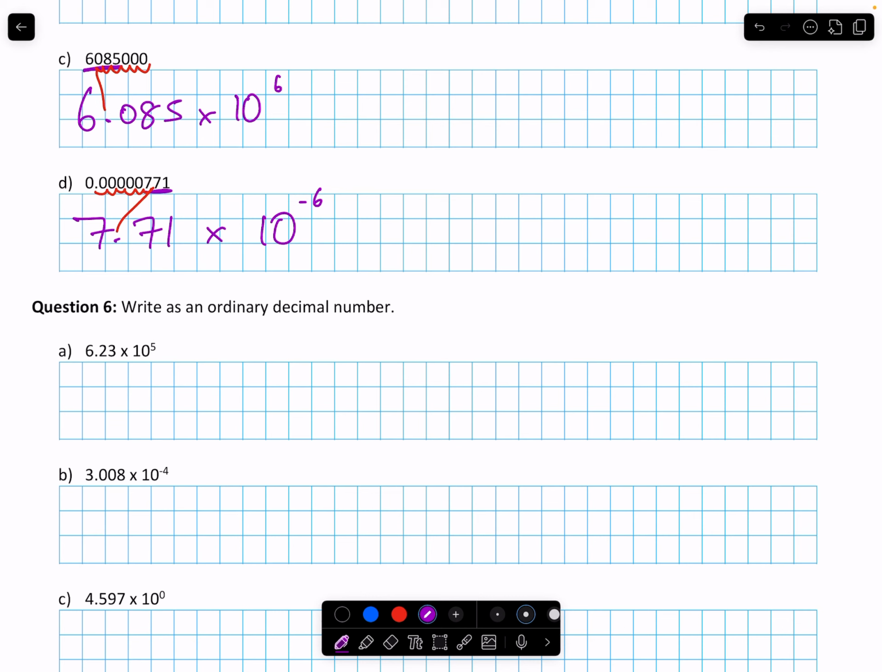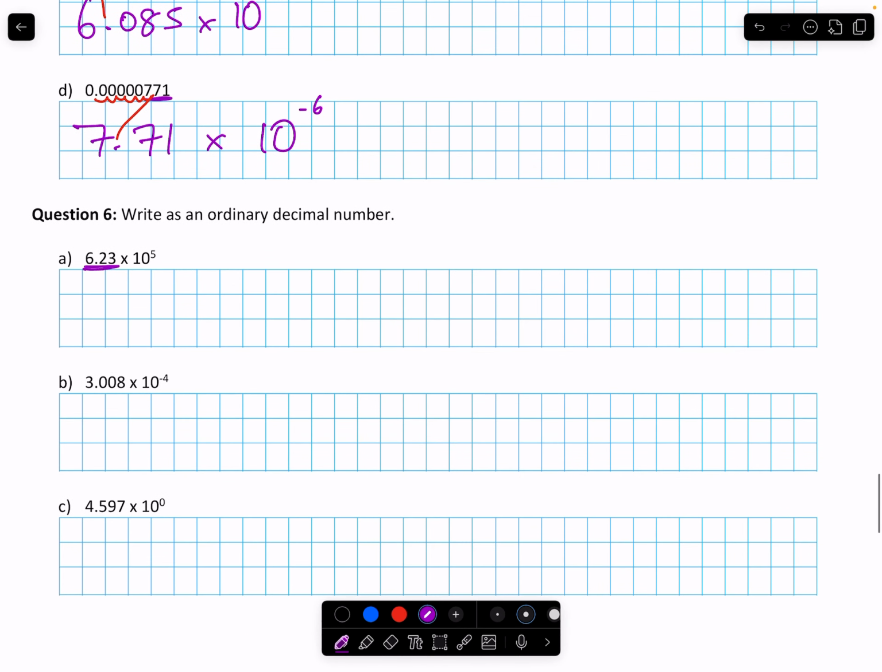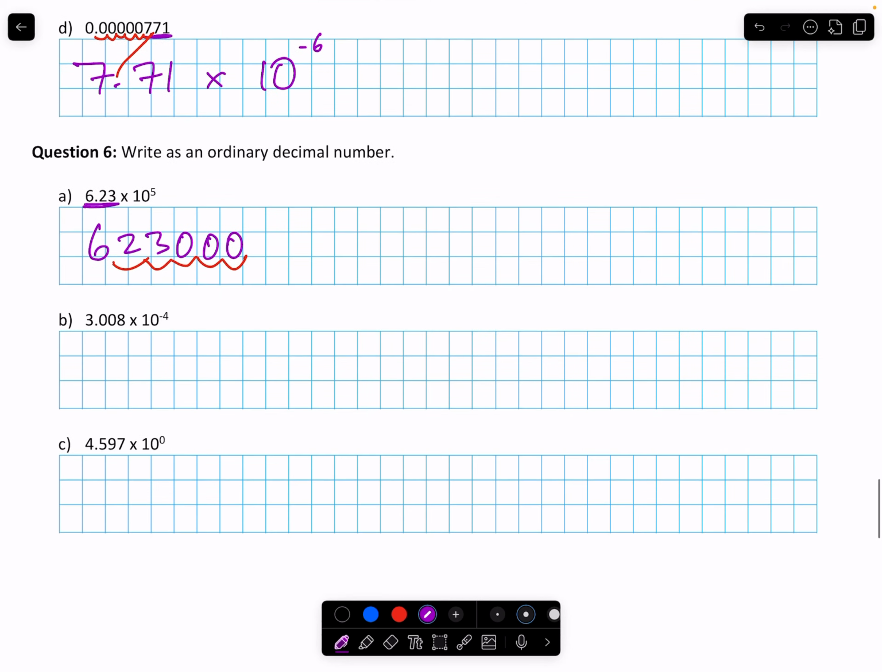Write as an ordinary decimal number. My number between 1 and 10 is 6.23. So write 623. The decimal point currently is between 6, 2, and 3, but it's going to jump to the right 5 times. So 1, 2, 3, 4, 5. Fill in the blank spaces with zeros. Done. 6, 2, 3, 0, 0, 0.